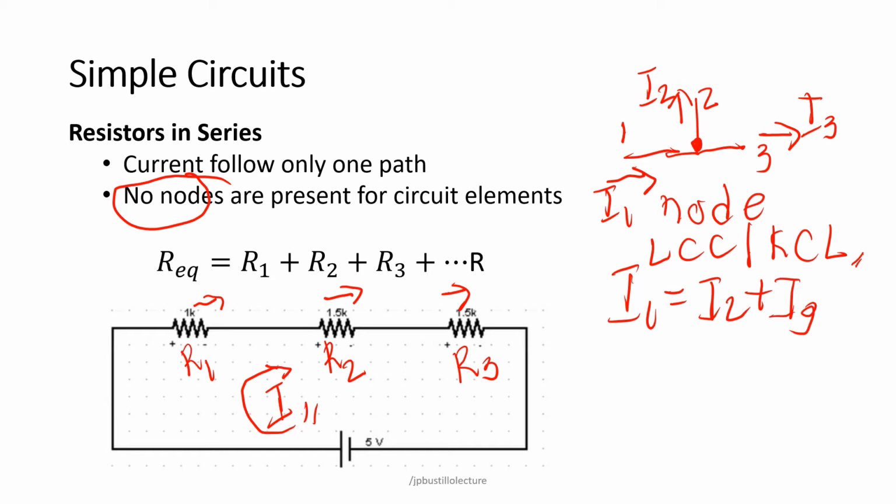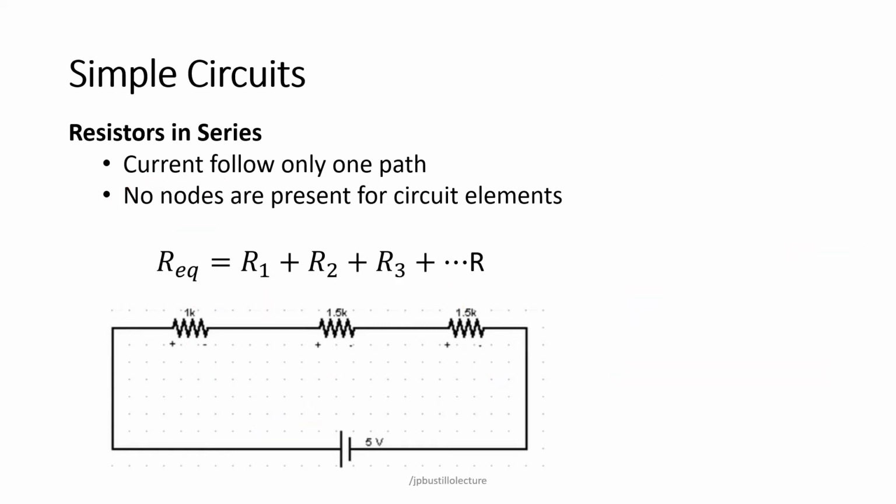Also, for resistors connected in series, the voltage drop for each resistor can be derived using our usual formula, V is equal to IR. So we know I, which is the same for all the resistors, then we know the value of R. Lastly, for resistors connected in series, we can express them as a single resistor called your R equivalent, or equivalent resistance. This is just equivalent to the summation of all the values of your resistances. So it's very simple.